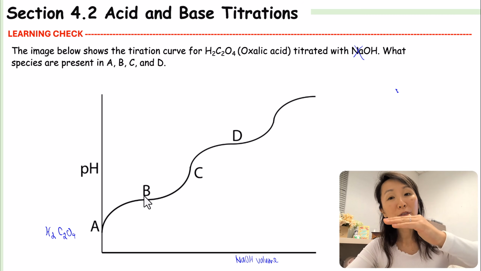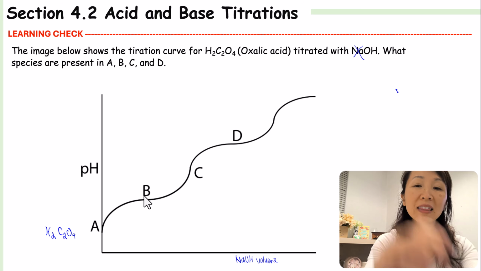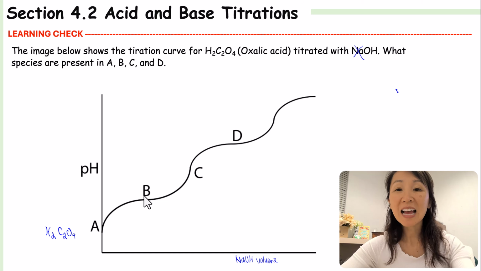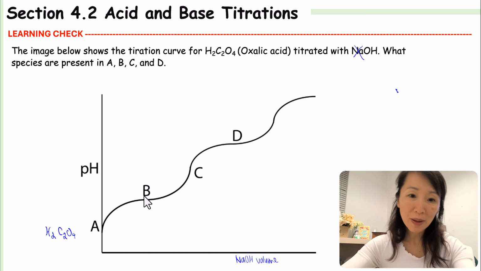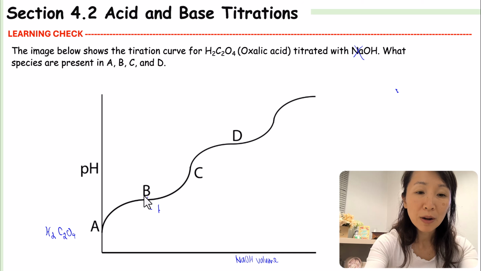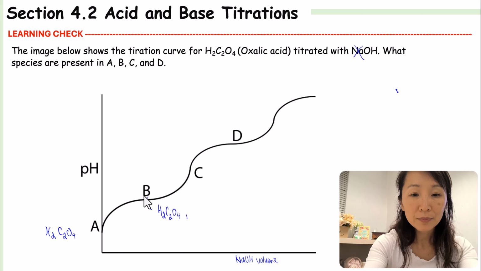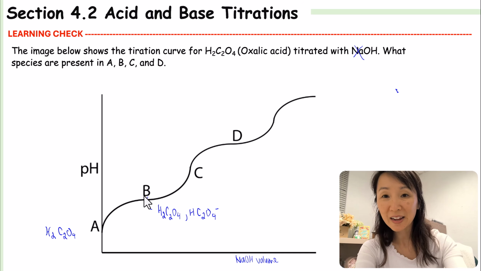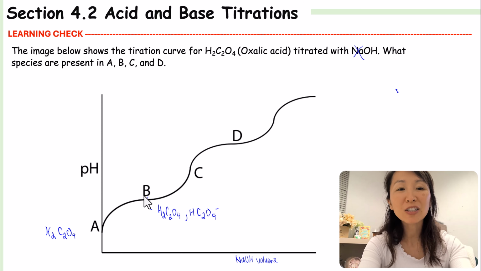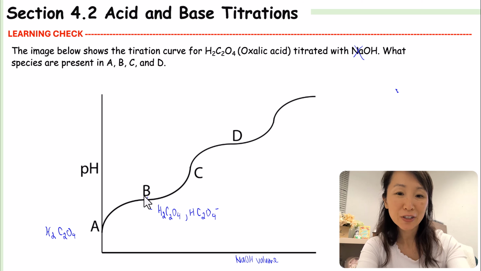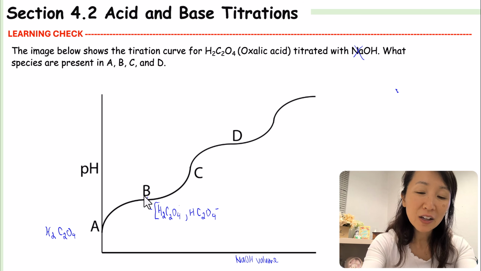What about at B? B is that little buffer region where it slants off. And we have said the concentration of oxalic acid is going to equal its conjugate base. So what's present is H2C2O4, and HC2O4 negative is present there. I mean, you can add water, you can say there's some hydroxide there, which is all true, but I'm actually looking mainly for the acid and the conjugate base. And in fact, the concentrations of these are equal.